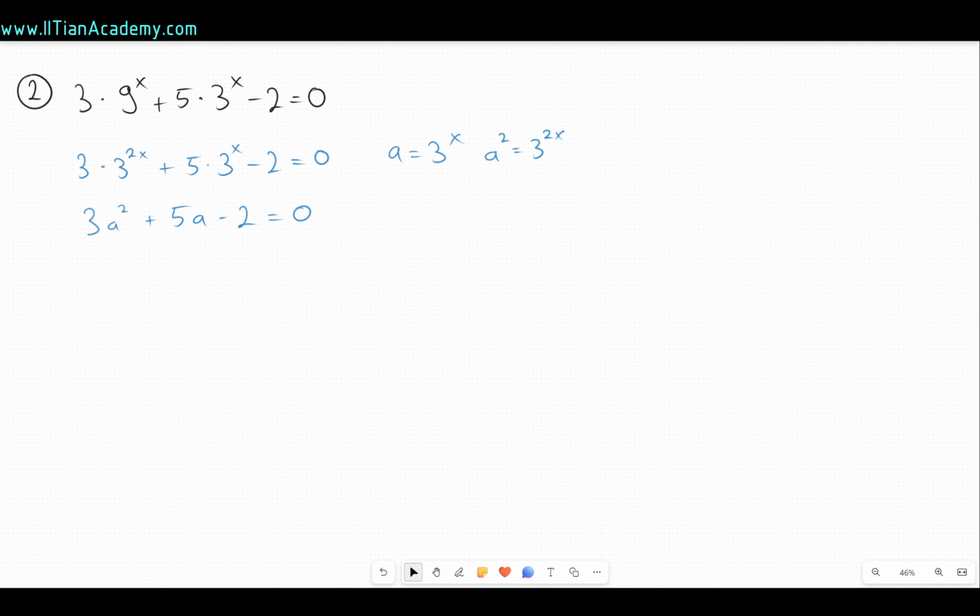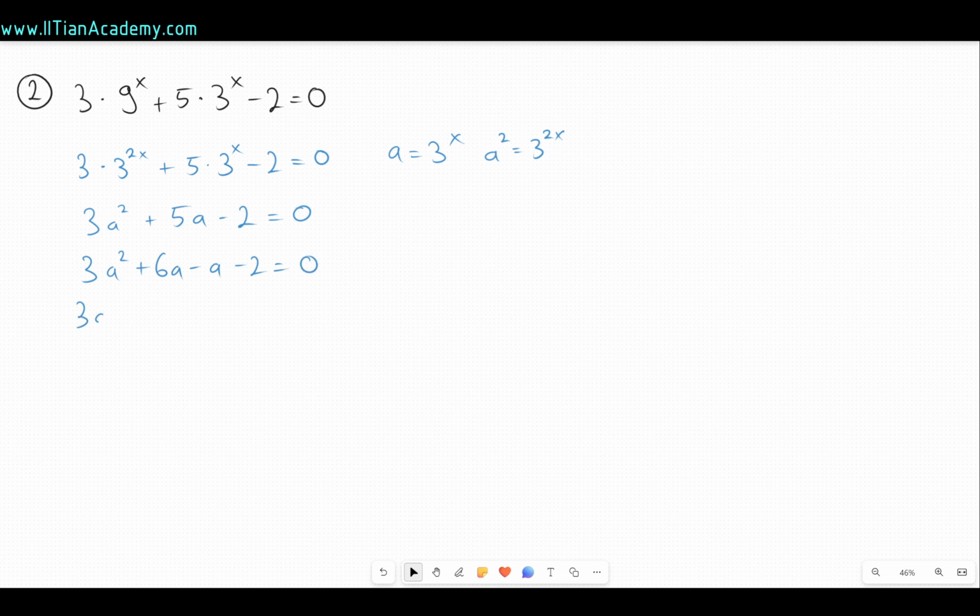There are several ways you can factor this. The way I used to do it is look at the product of these two numbers, minus 6. And so we need to find two numbers that when we multiply, we get minus 6, and when we add, we get plus 5. So the two numbers are 6 and minus 1. So we can write 5a as 6a minus a, minus 2. And then we can factor here.